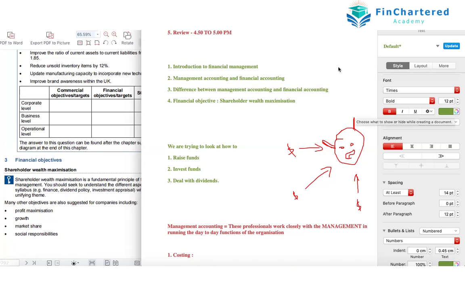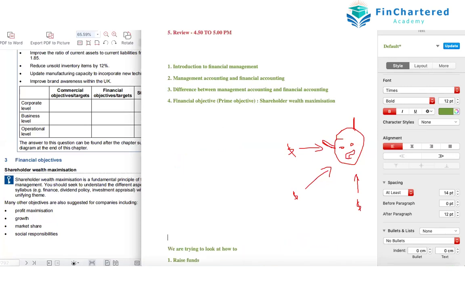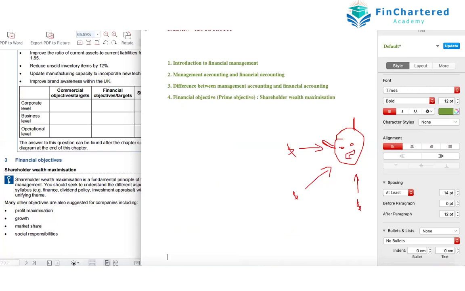This is, I feel, the major objective, the major prime financial objective, or the prime objective. I'm putting it in the bracket and saying that this is the prime objective, right? But there are some other objectives as well. Like, for example, you are all studying here in Finchartered Academy, right? We want to also make sure that we are growing. So growth is another objective.